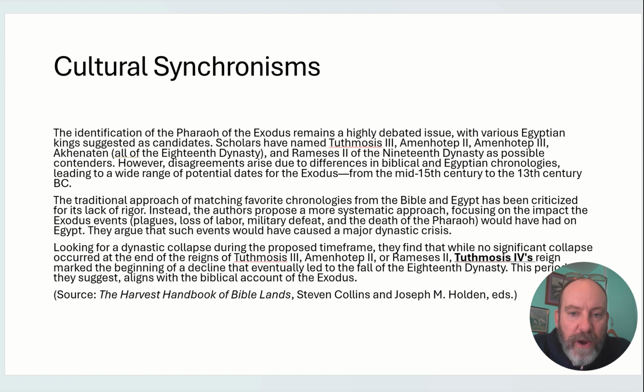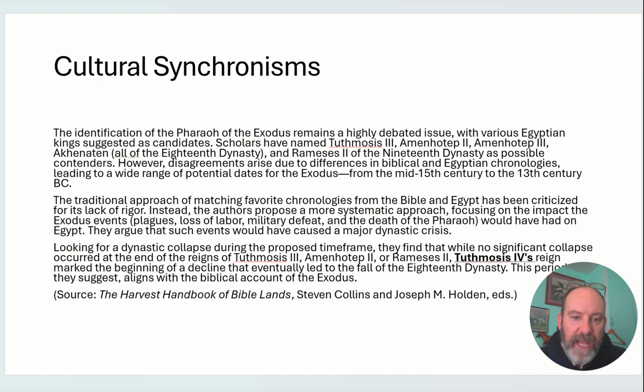The identification of the Pharaoh of the Exodus remains a highly debated issue, with various Egyptian kings suggested as candidates. Scholars have named Thutmose III, Amenhotep II, Amenhotep III, Akhenaten, all in the 18th dynasty, and then some represent Ramesses II of the 19th dynasty as possible contenders. The disagreement arises due to differences in biblical and Egyptian chronologies, leading to a wide range of potential dates for the Exodus from the mid-15th century to the 13th century. The traditional approach, matching the favorite chronologies from the Bible and Egypt, has been criticized. It's just not academically rigorous.